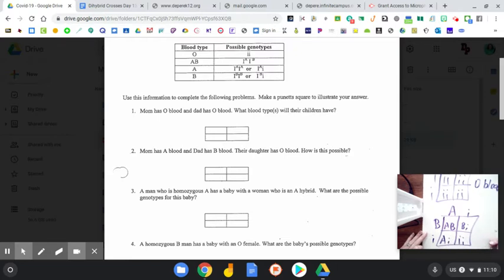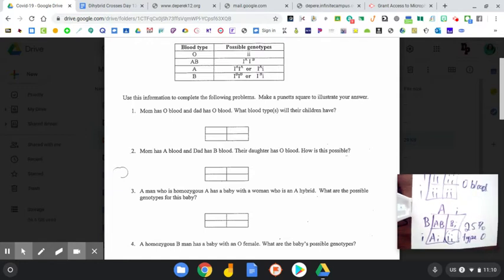there you go. What is the chance of them having a child with type O blood? 25% chance of type O blood. So you can see that's the only possibility with those two genotypes, and when you fill in the Punnett square for that.